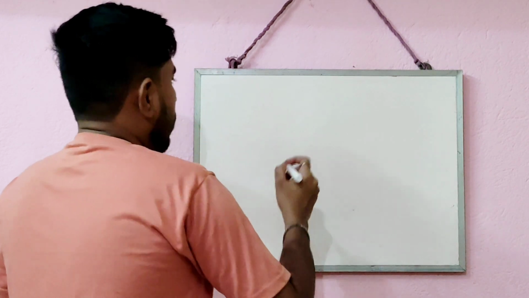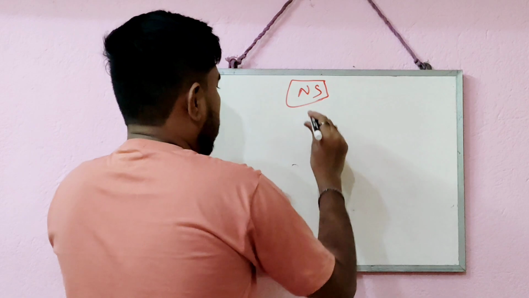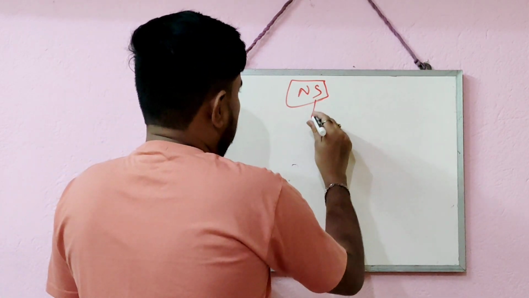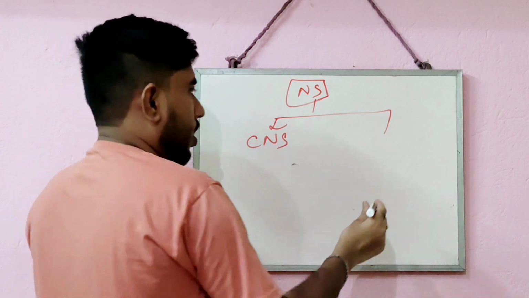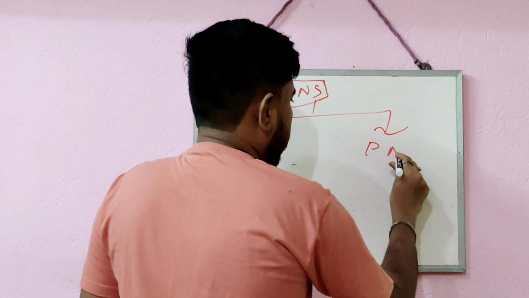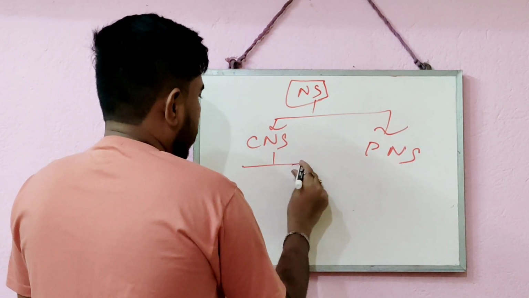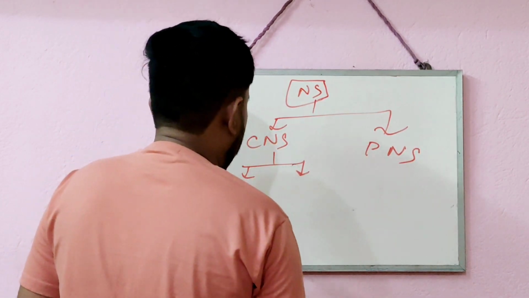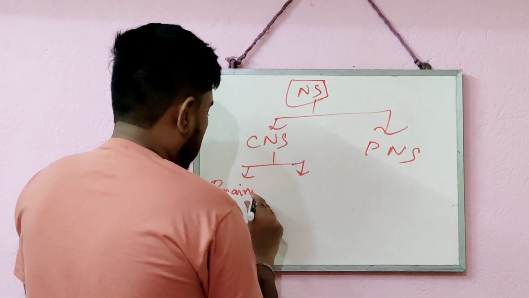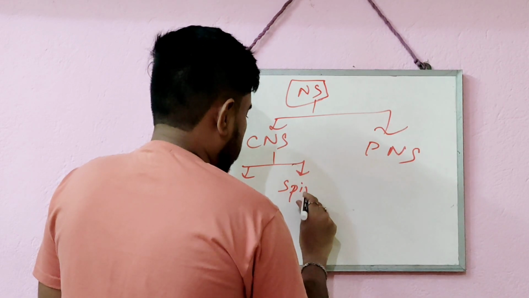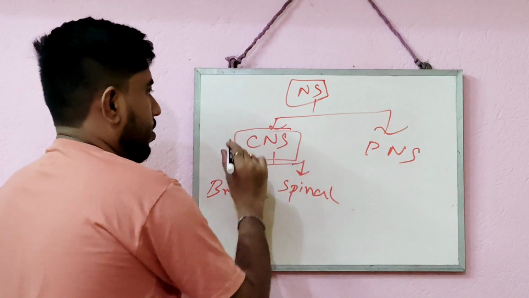So first we have to know how the nervous system in our body is classified. The nervous system of our body can be classified into two parts. One is the central nervous system, that is called CNS, and the other one is the peripheral nervous system. In the central nervous system there are generally two parts that are most important for our body, that is the brain and the spinal cord. So the brain and spinal nerves come under the central nervous system.